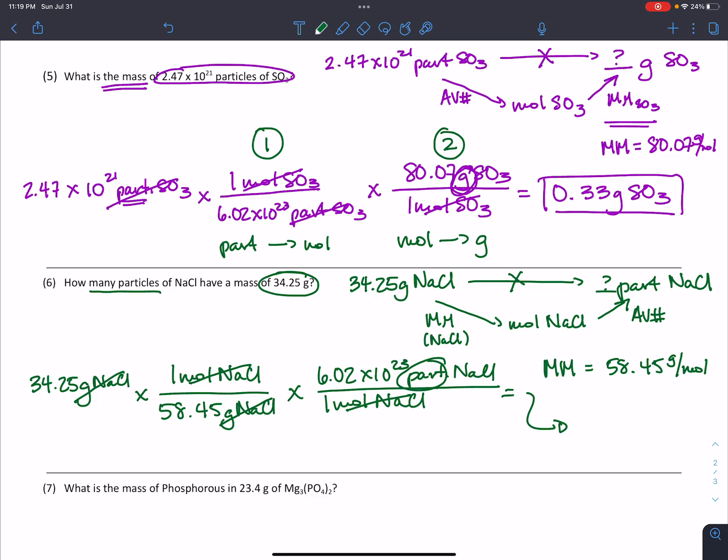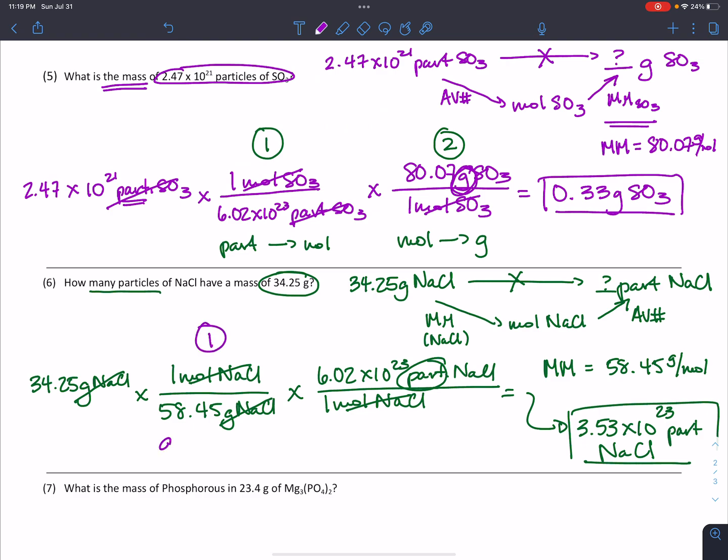Now it's just a calculator. So 34.25 times 6.02 times 10 to the 23rd, and then we're going to divide that by 58.45. And we should get 3.53 times 10 to the 23rd particles of NaCl. Again, just as we saw in problem 5 above, there are 2 steps. The first step this time is to convert from grams to moles, and we did that with the molar mass. And then the second step is to convert from moles to particles, and we did that with Avogadro's number.